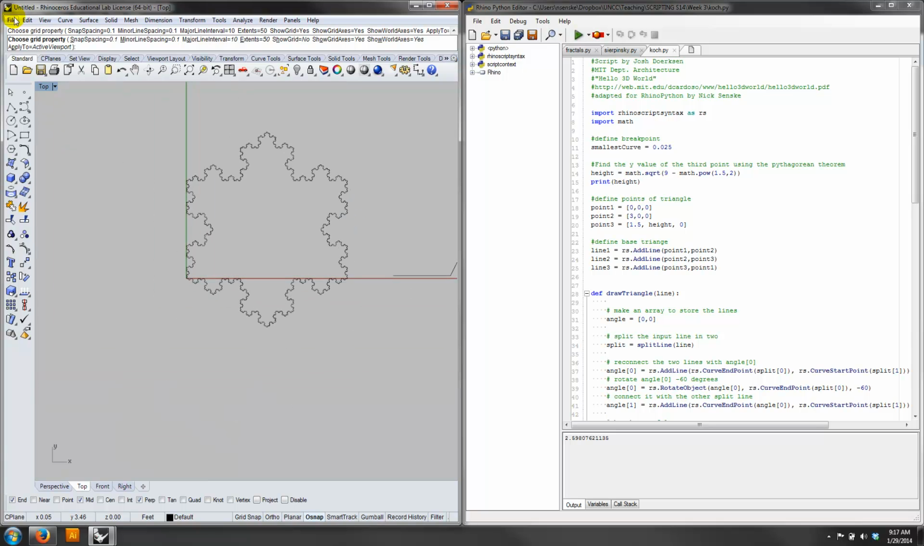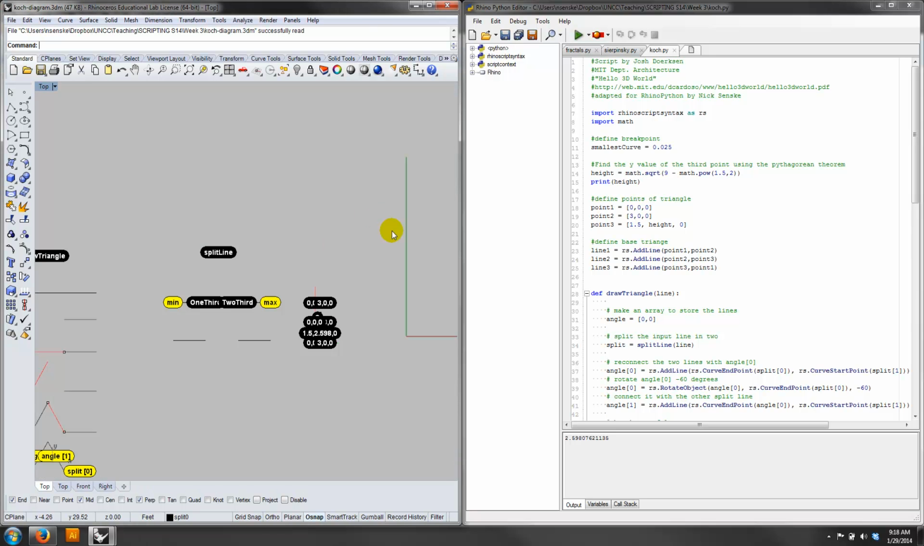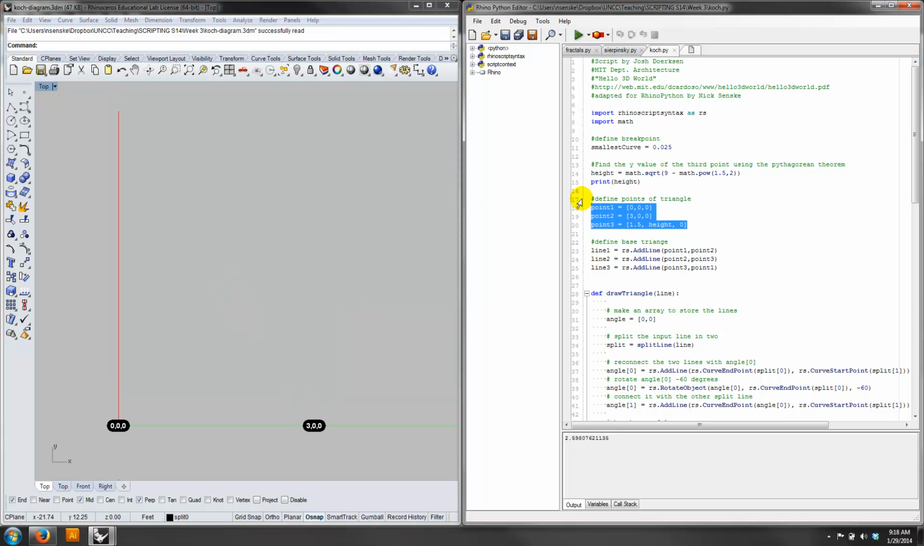Okay, actually, I'm going to show you a diagram that I've created for this, so we understand how this works. The first part of the code is going to draw the points of a triangle. So we draw a point at 0, 0, 0, and we draw a point at 3, 0. Basically, this is creating the base of the core triangle.